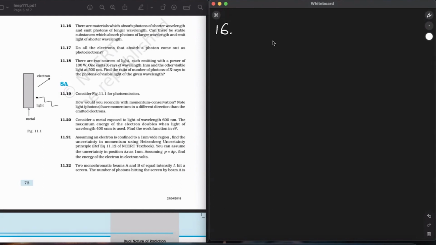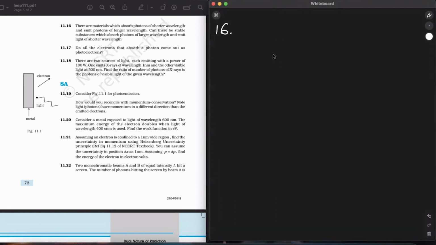In the first case, the materials absorb photons of shorter wavelength and emit photons of longer wavelength. The material which absorbs the photons of shorter wavelength has the same energy as the incident photon on the material. And the energy of the emitted photon is low when it has longer wavelength. That we already know.